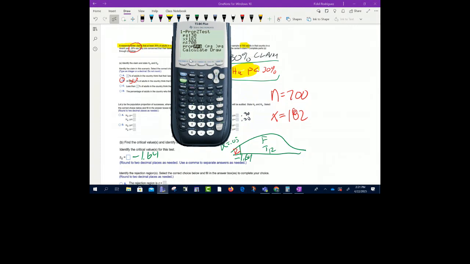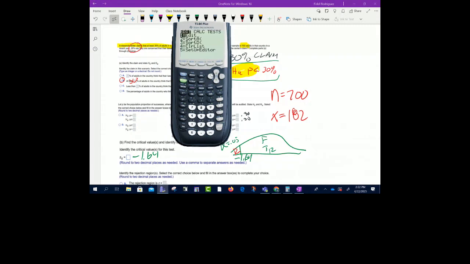Now, next part, y'all, was this a left tail, right tail, or two tail test? Left tail. So we want to go to this one right here. So I'm going to go down here, click on that guy, click enter, and then go to calculate. Oh, something happened. Let me try this one more time. Let me quit this.